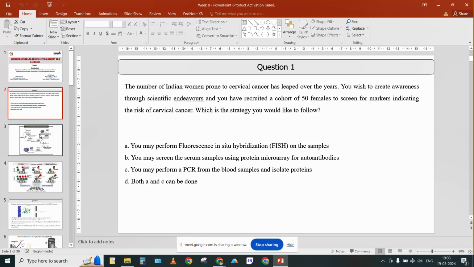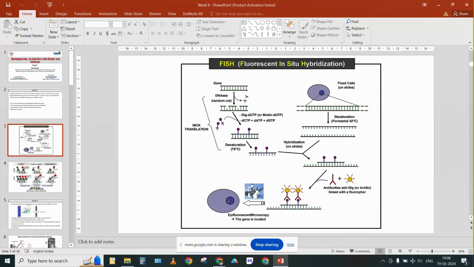So we'll start with some basic concepts of fluorescent in situ hybridization. FISH is a technique used to detect and localize the presence or absence of specific DNA sequences on chromosomes. In the context of cervical cancer, FISH can be utilized to detect genetic abnormalities such as amplifications or deletions of specific genes associated with the development of cervical cancer. The technique provides valuable information about genetic alterations that may contribute to the risk of cervical cancer.